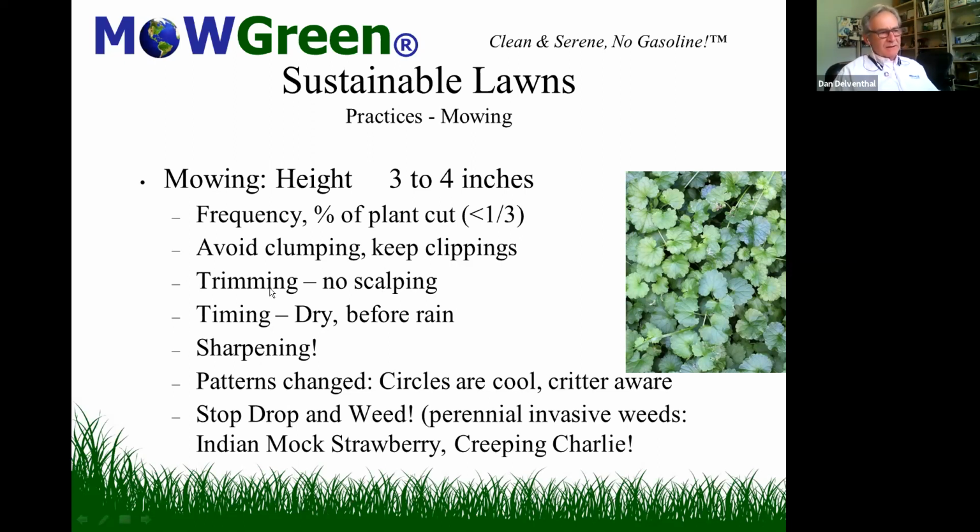Lawn care people tend to scalp the edges when they trim, but that invites weeds. You want to trim at the same height as the mowing. And I apologize. I think I'm probably preaching to the choir. So a lot of what I'm saying, you probably already know, as Ross Perot might say. Sharpening, you've got to keep those blades sharp, better for the plants.